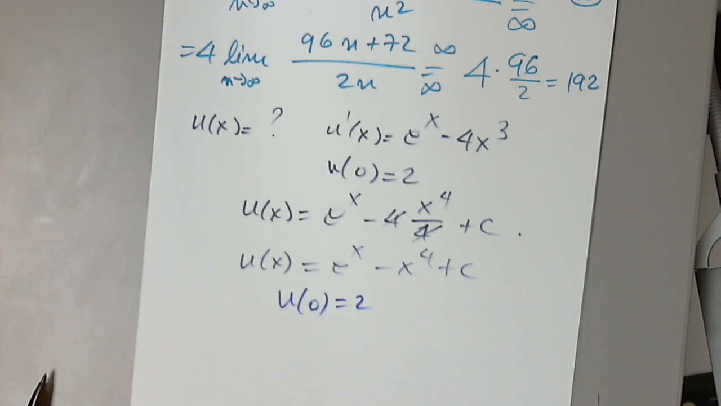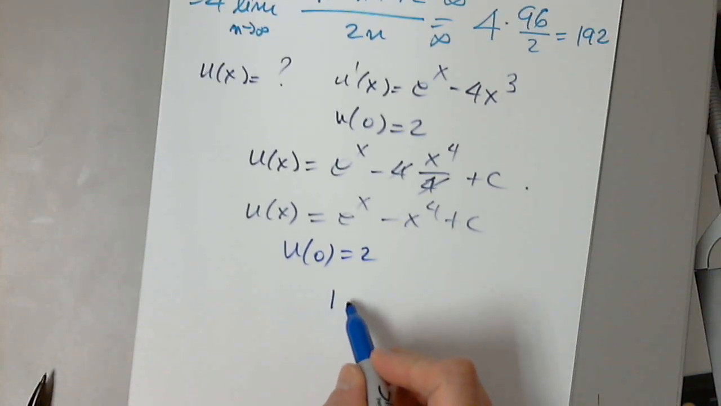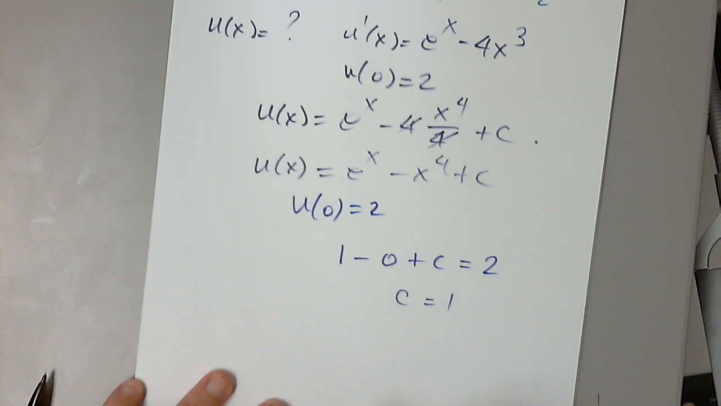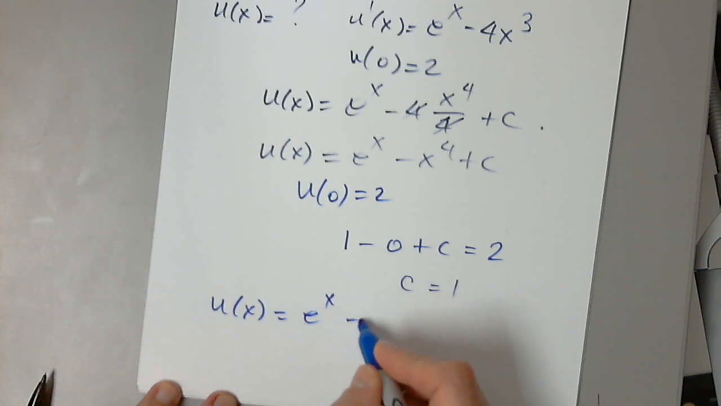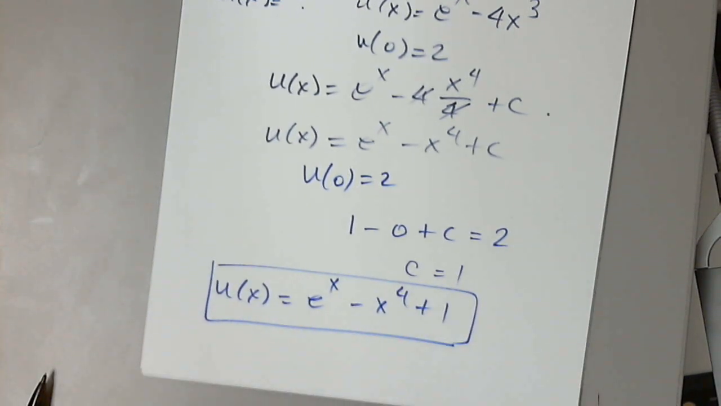Derivative, that's what I do. So u of 0 is 2, means 1 minus 0 plus c equals 2, or c equals 1. So therefore u of x is unique, it is not a family of functions, and it's this.